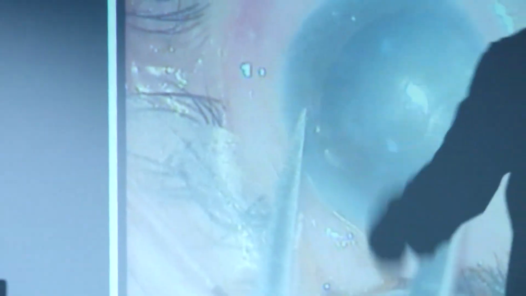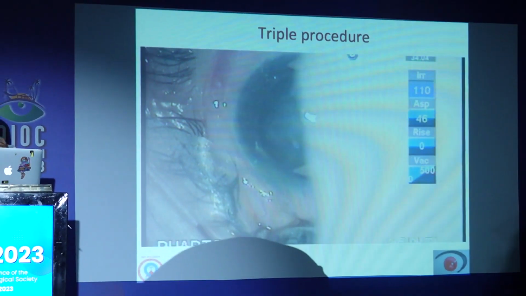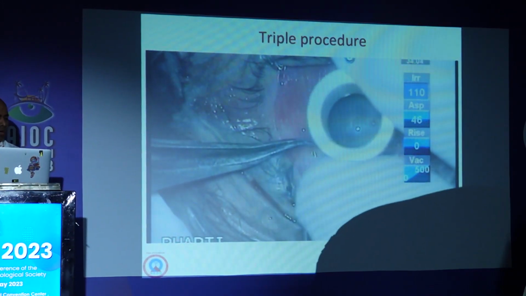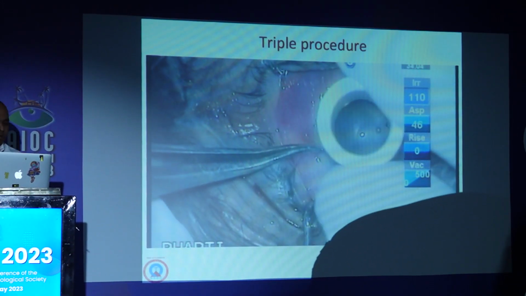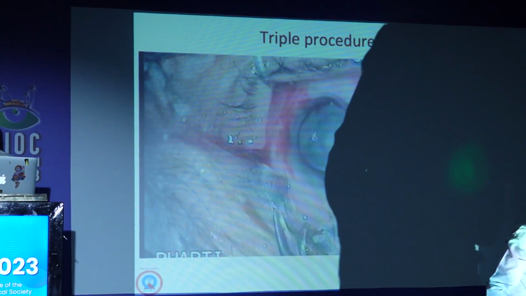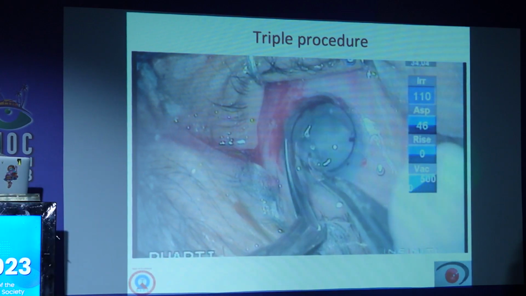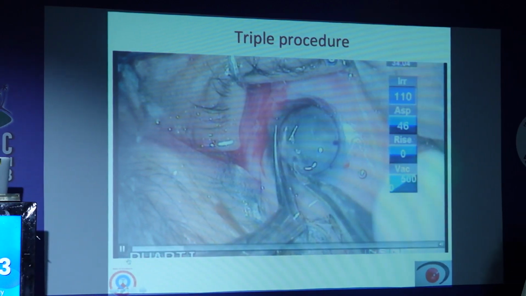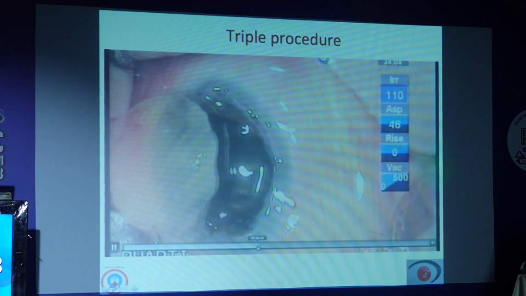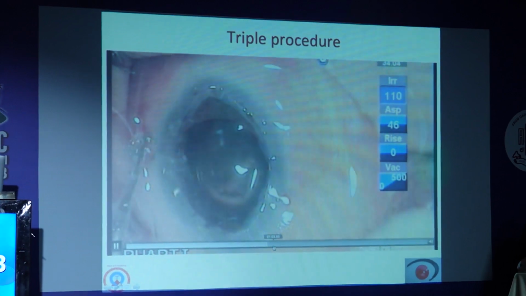So, to start with, this is a video of a triple procedure. Normally, when the cataract is significant and the cornea is scarred, we need to combine these procedures. In this triple procedure, first of all, we have to remove the cornea. And after removing the cornea, you can see the bulky nucleus here.